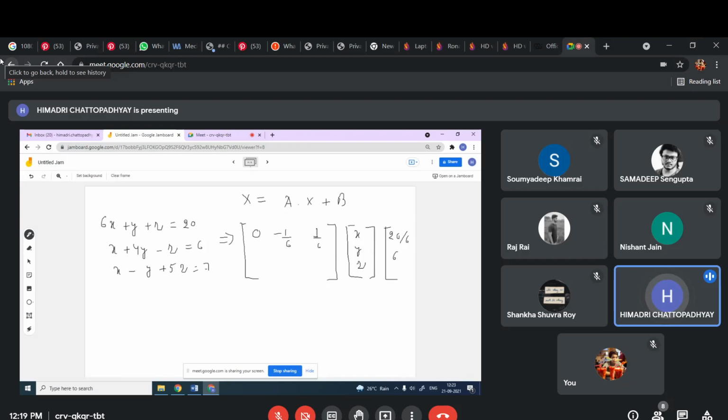This is 6 by 4 and this is 7 by 5, because this is for z is equal to xyz. So start with x0, y0, z0 as 20 by 6, 6 by 4, 7 by 5.